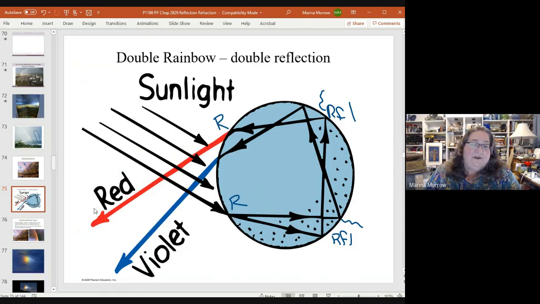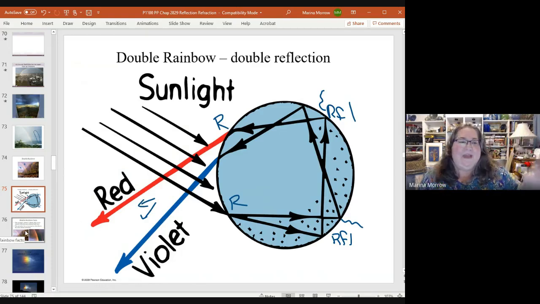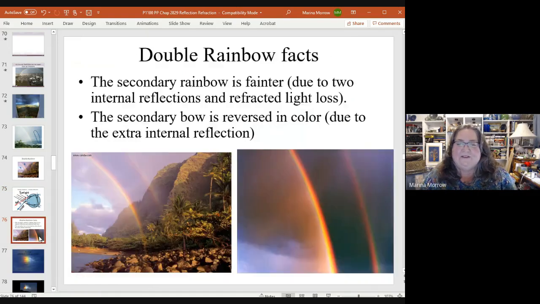Notice also, though, the violet is going at a steeper angle than the red. And so that means the violet is coming from a higher location on the rainbow. So the colors are reversed. So here you see red on top of this one, but red is on the bottom of this one. Right? Red on top, red on the bottom. So the color is reversed.